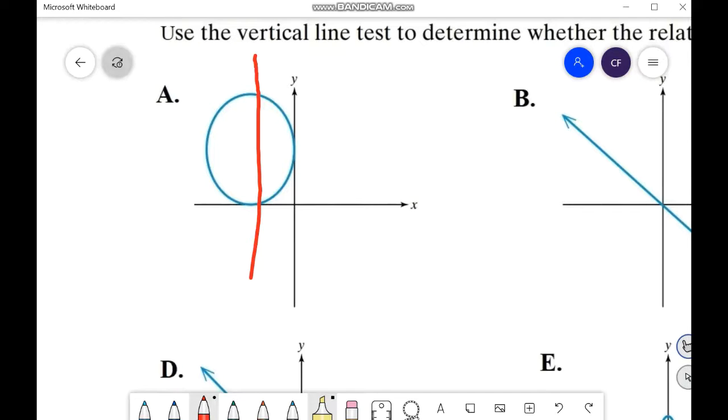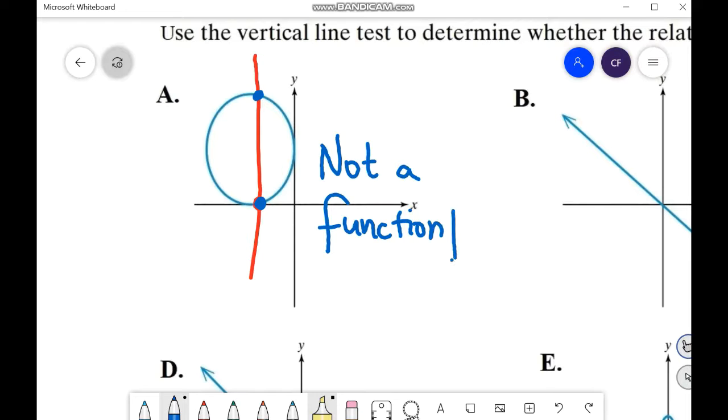You draw the vertical line. If the vertical line crosses in 2 points or more, then it's not a function. And that's as simple as that. That's all you have to do. You just need one vertical line that crosses the graph in 2 points, and that's it, it is not a function.